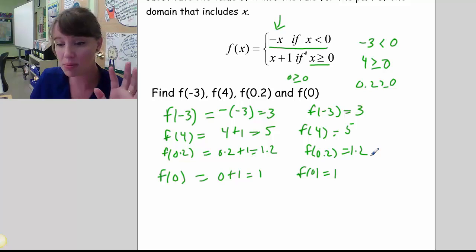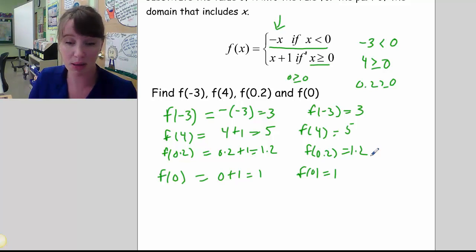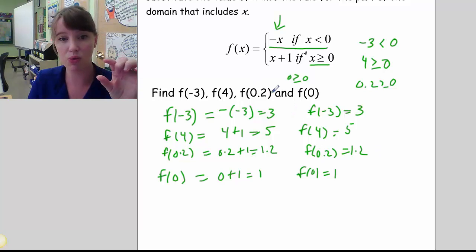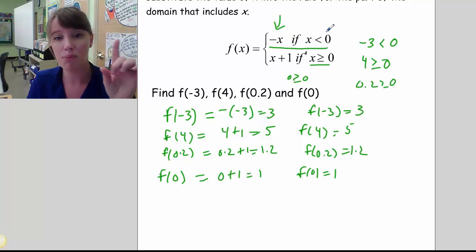So all a piecewise function is, is a function that's split into different parts. Sometimes there's 2 parts, sometimes there's 3 or 4. Complicated ones that you might see in Algebra 2 might involve more than 4 parts. But all you're really doing is determining which function rule you're using based on the value of x that you want to determine.